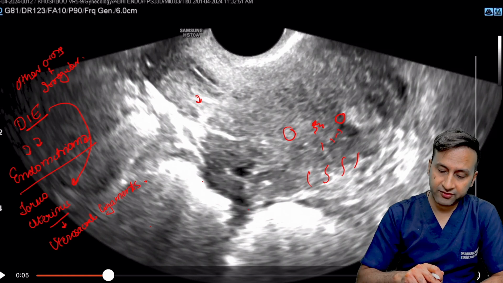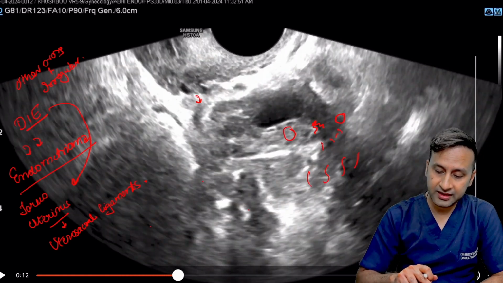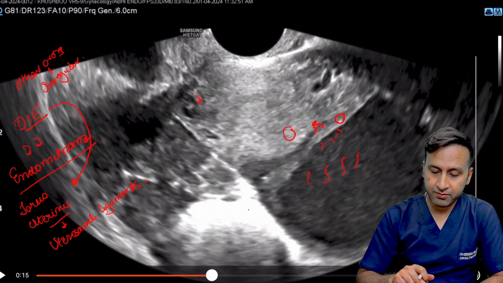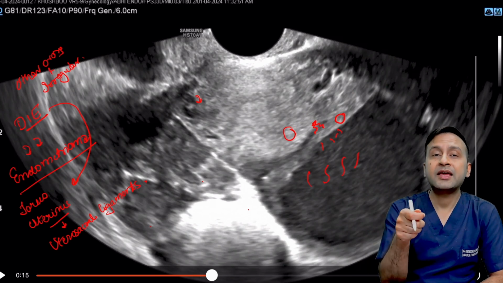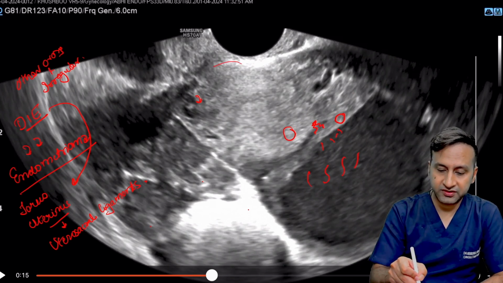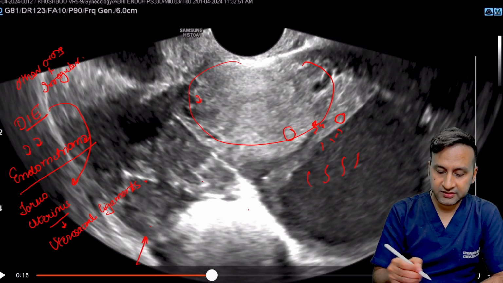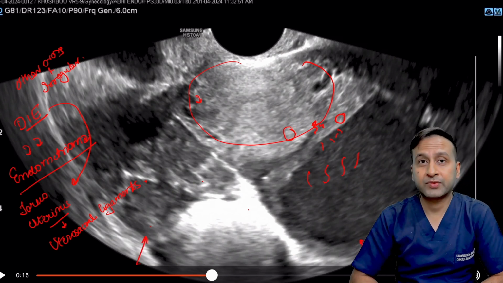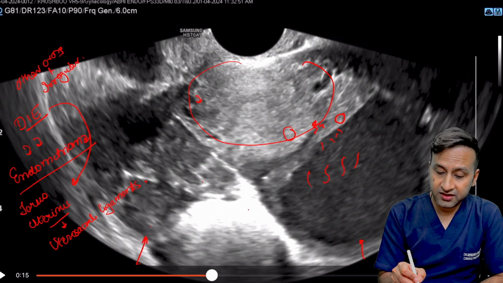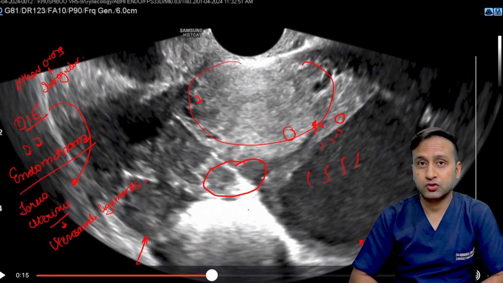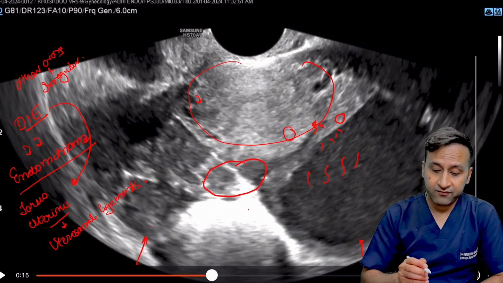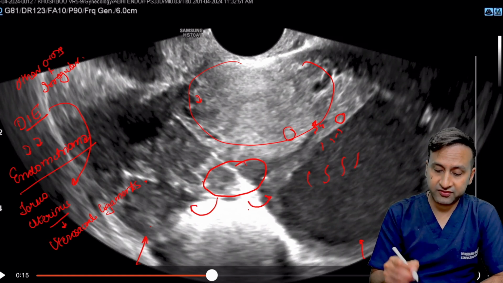Now let's go ahead further and decipher what else is here. Now when I'm maneuvering my probe in the axial direction, this is the uterus as you can see, and this is the right ovary, this is the left ovary. What do you see now? We can see that there is some hypoechoic soft tissue which is present in the region of the torus, which is adhered to this ovary as well as this ovary.